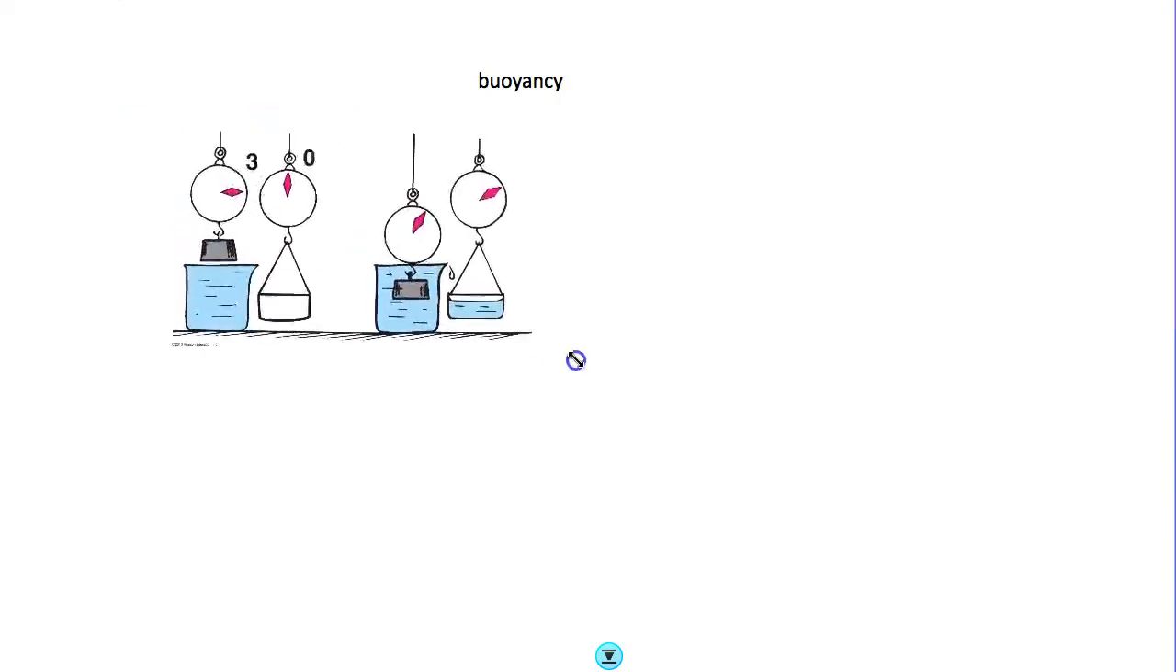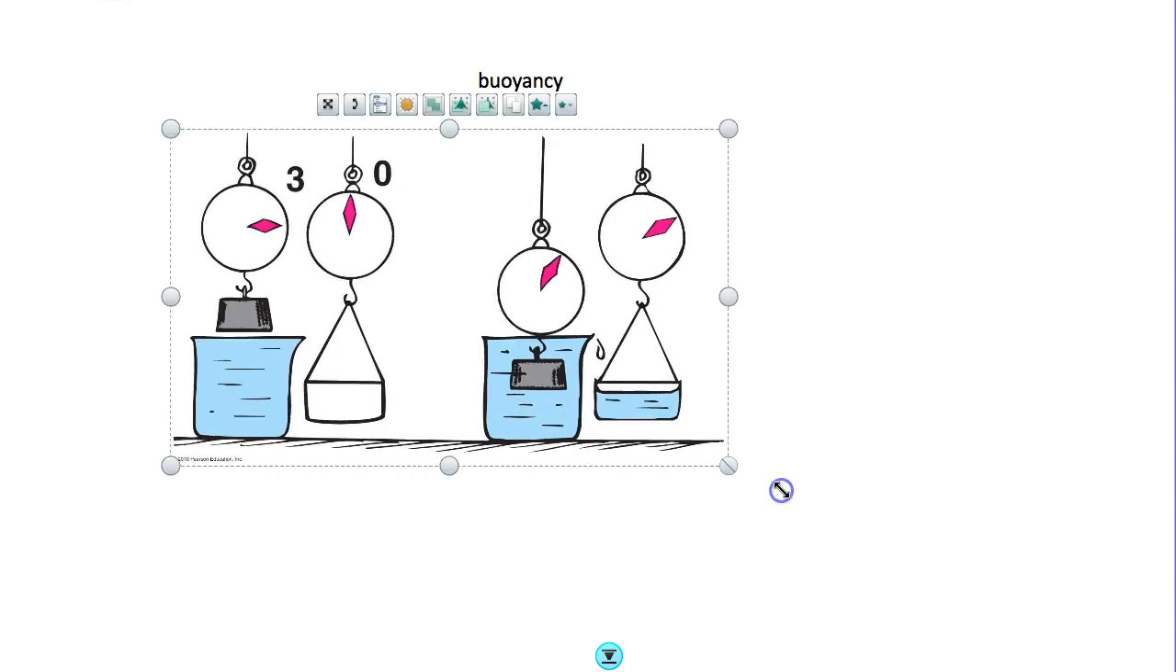All right, this is Mr. McMurray, and we're back talking about buoyancy a little bit. We just talked about Archimedes, and he basically came up with the idea that when you put something in water, there is a buoyant force pushing up on it that's equal to the weight of the fluid that it pushes out.